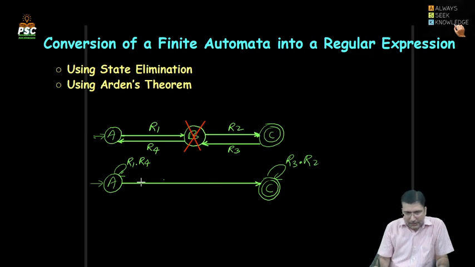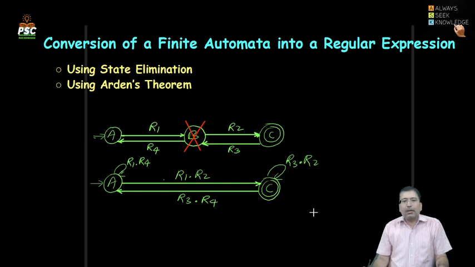Now what about the path? So there were path A to C, there is a path R1 concatenated with R2, and from C to A there is a path R3 concatenated with R4. So there is another path from this to this like this, but this path is R3 concatenated with R4. So I hope this is also clear. It should not be challenging.